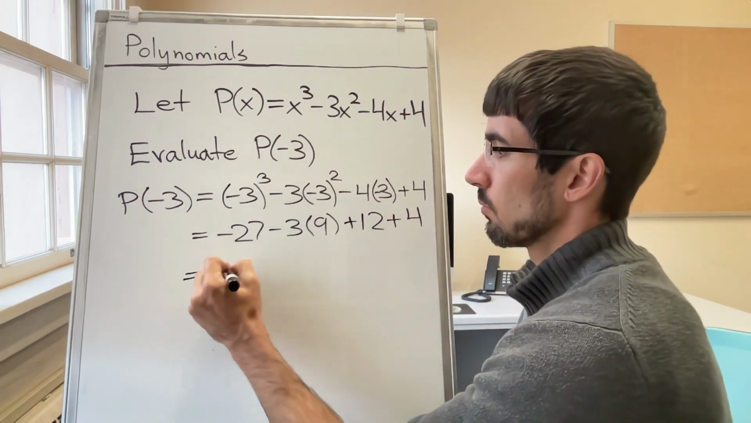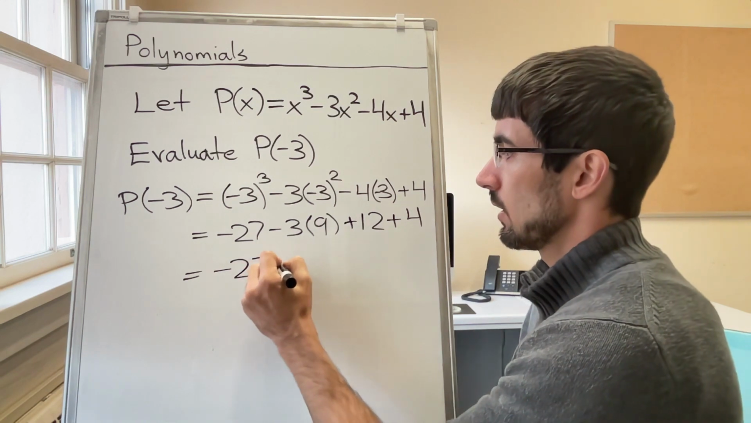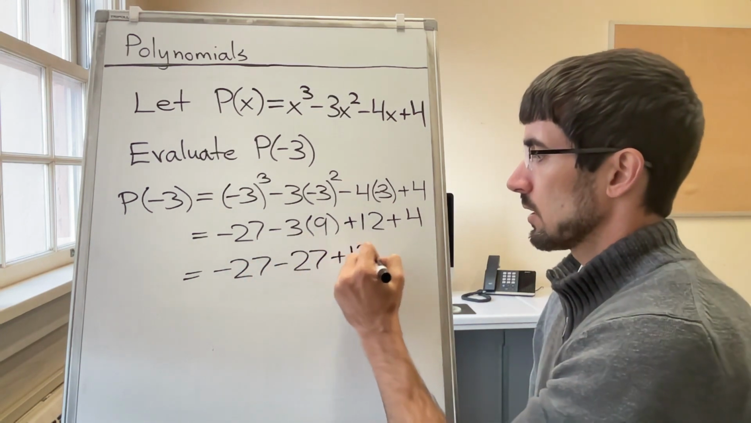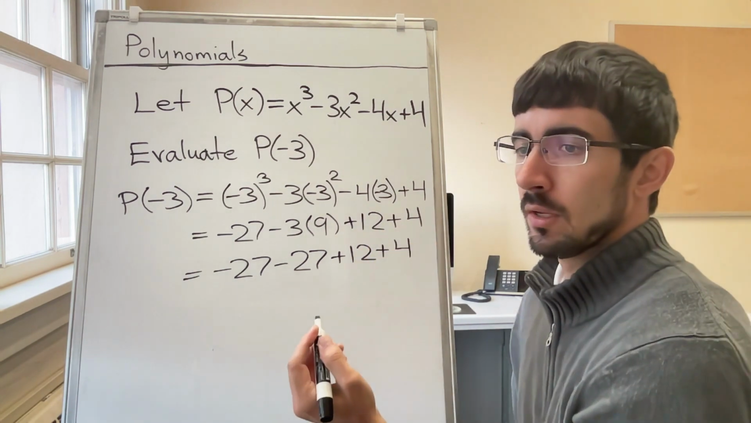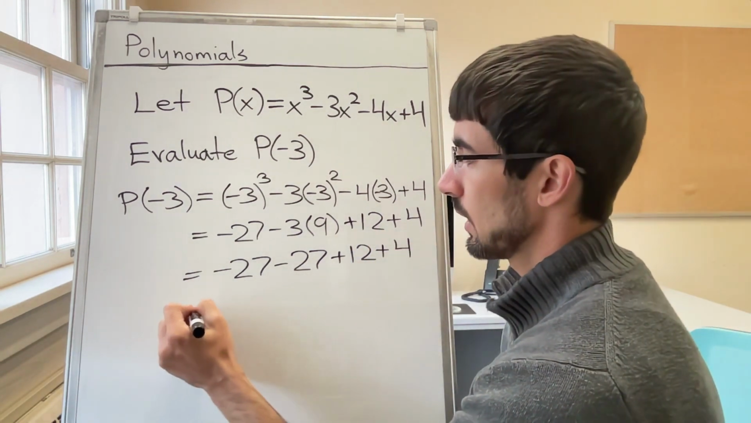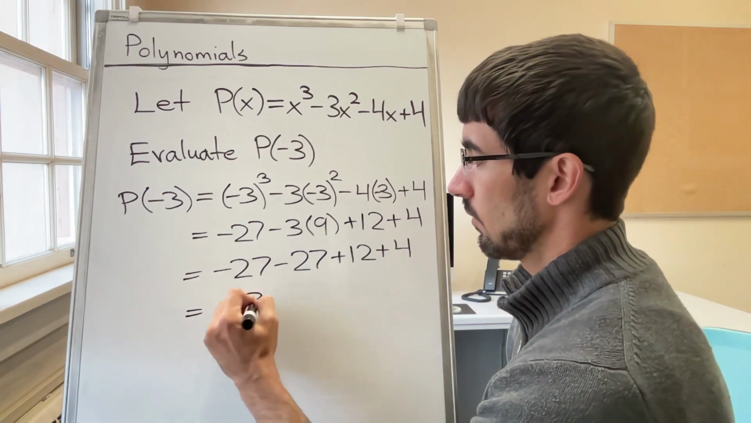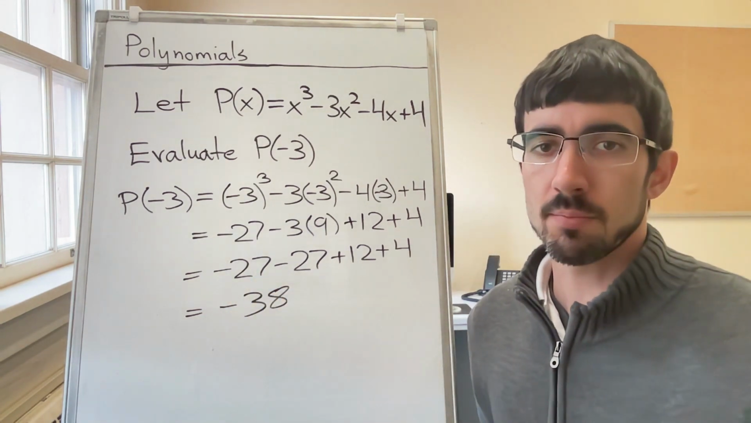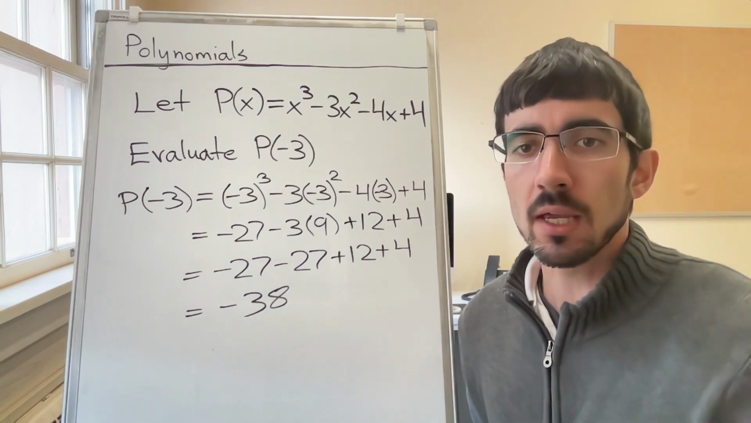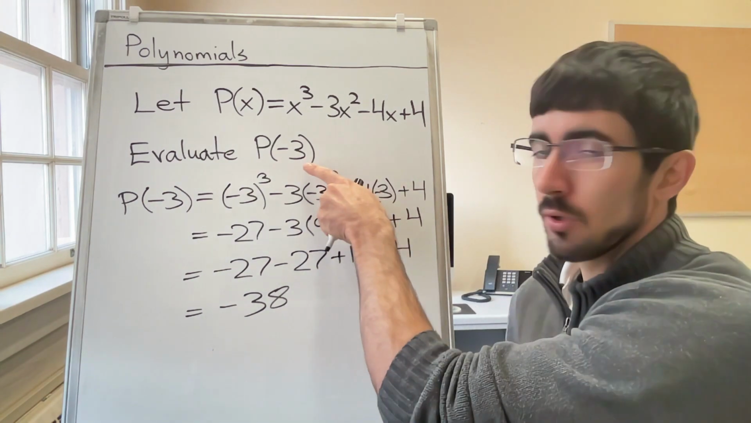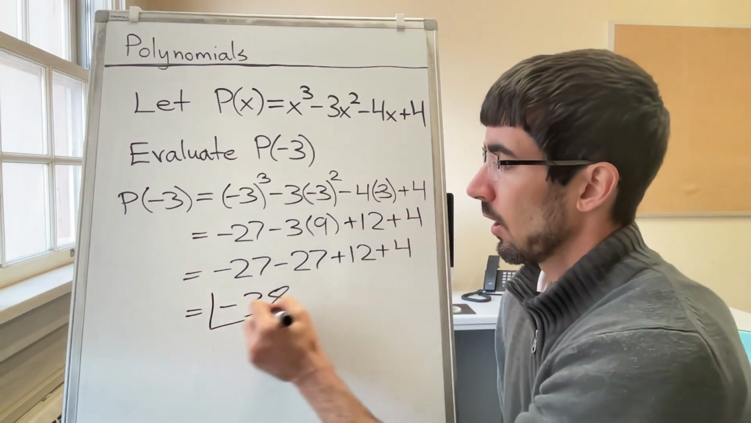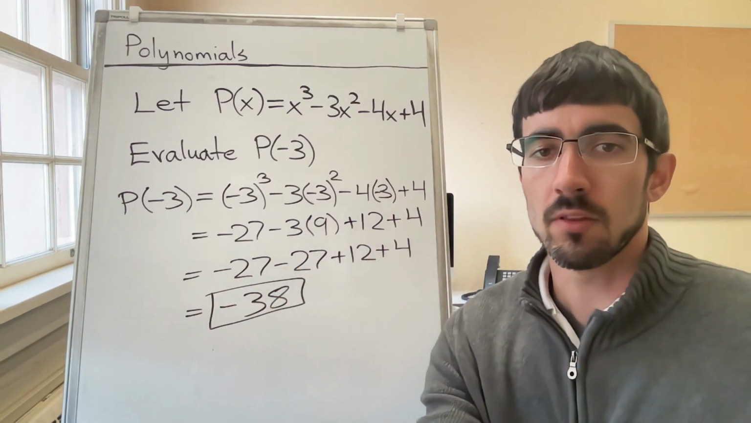I'll rewrite that one more time. Negative 27 minus 27 plus 12 plus 4. And when we combine those terms, we get a result of negative 38. So we evaluated this polynomial function just like we evaluate any other function. We input negative 3, substitute it for x, and simplify. Our output is negative 38.